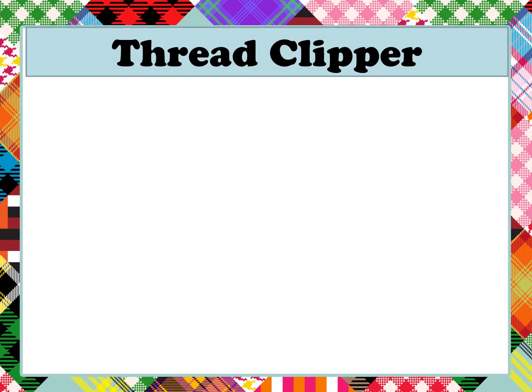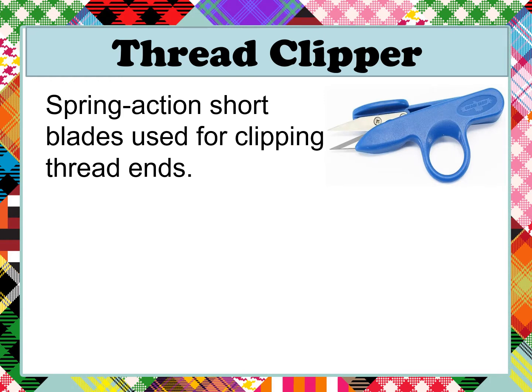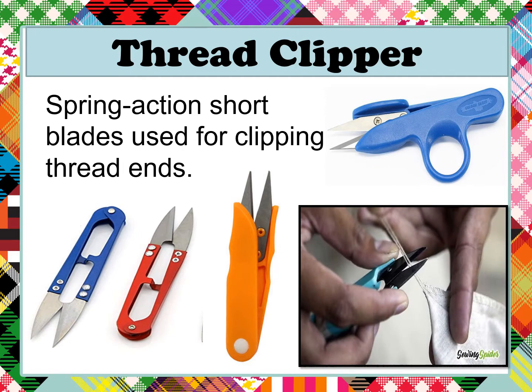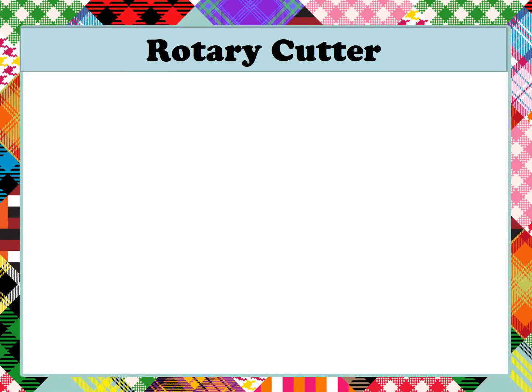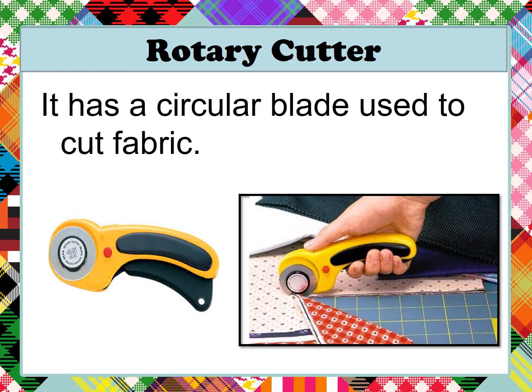Let's now look at thread clippers. Spring action short blades used for clipping thread ends. They come in several different types, shapes, and colors. They are also very sharp, so you have to be careful. Rotary cutter. It has a circular blade used for cutting fabric. As you can observe, it's also very sharp.